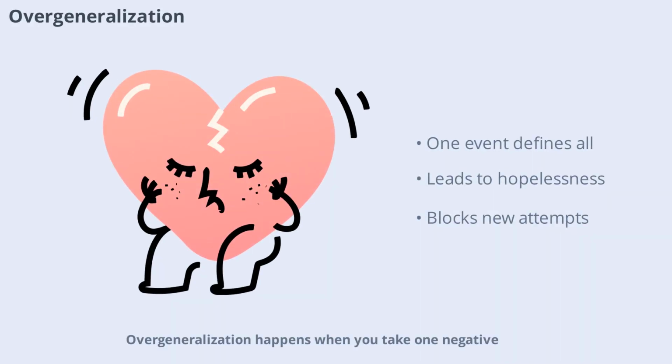Overgeneralization happens when you take one negative event and assume it will always happen. For example, if you fail a test, you might think, I'll never do well in school. This thinking trap makes you believe that one setback defines your entire future. It can lead to feelings of hopelessness and prevent you from trying again. By catching yourself when you make sweeping statements, you can start to look for evidence that challenges these broad conclusions.